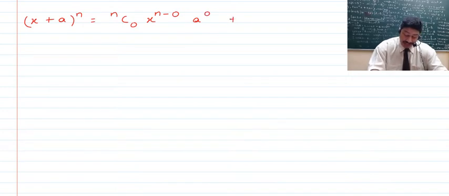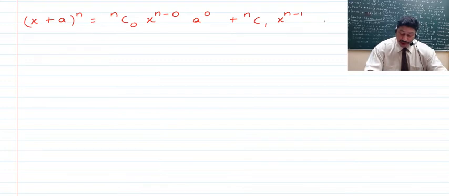Now children, to that we add nC1, which is the next binomial coefficient, and we multiply it with x, which is again raised to the power the difference of the superfix and the suffix. And after that we talk about writing the next term, which is a, and we raise its power to be the number which is there in the suffix, that is 1.